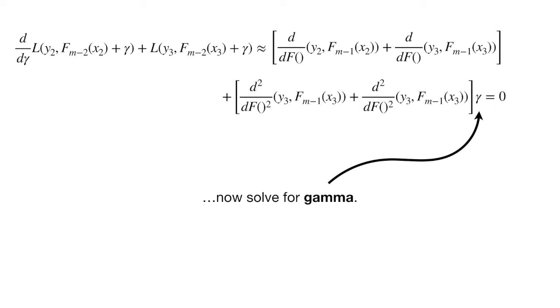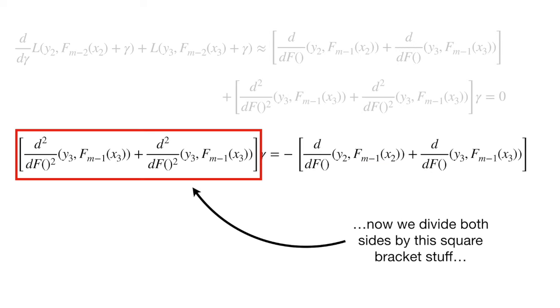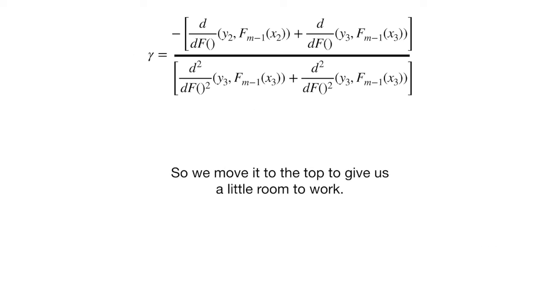Now solve for gamma. First, we subtract this square bracket stuff from both sides. Now we divide both sides by this square bracket stuff. And this is the solution for gamma. Now all we need to do is simplify it. So we move it to the top to give us a little room to work.